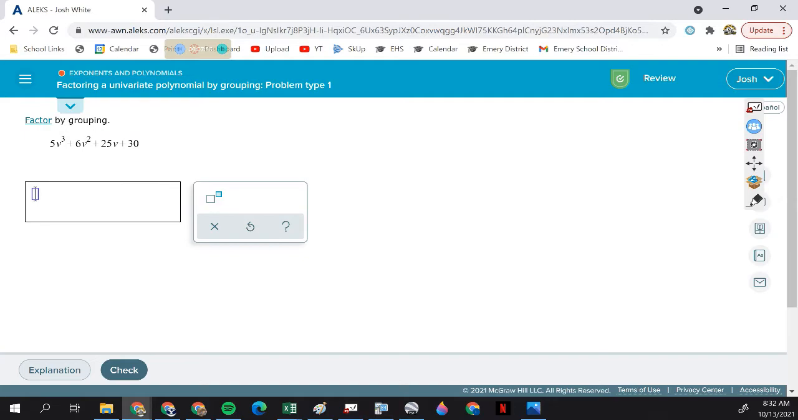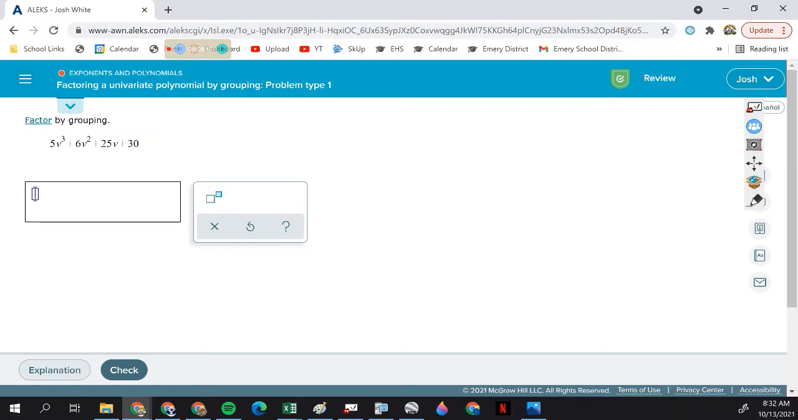Okay. Here is a v to the third polynomial. And there are lots of different ways to factor cubic polynomials. You have to identify which type of cubic it is in order to factor it. And I only know how to factor 2, and I'm only going to teach you how to factor 1.